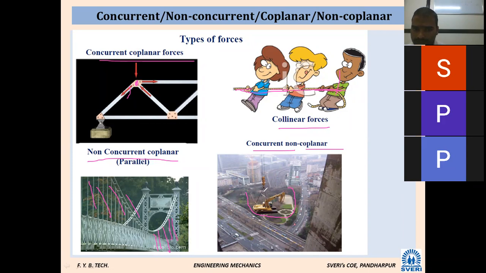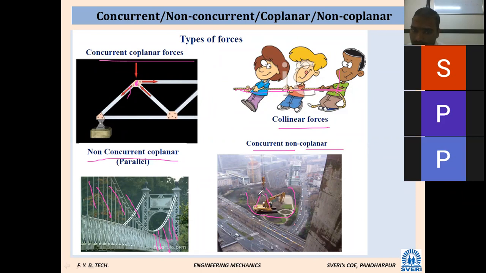Yes, sir. See, for this JCB there is one rope here, one rope here, and on the same side another rope. Okay, so this is in one direction, this is in another direction, this is in another direction, it means it is non-coplanar. But all these three forces are meeting.